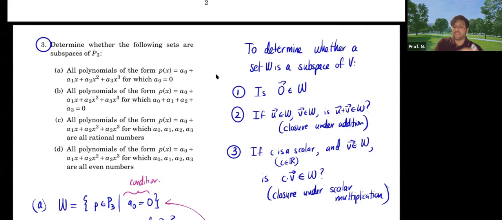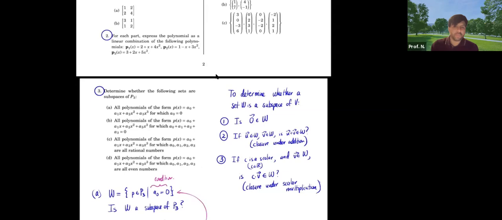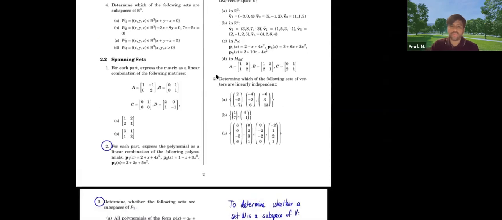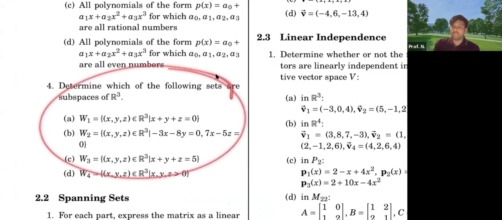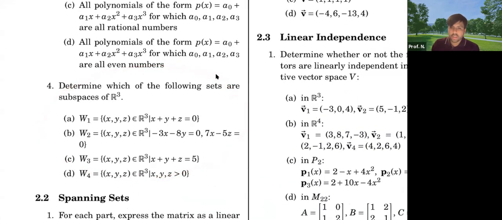And so henceforth, scalar multiplication is not closed, and therefore the set is not a subspace of P3. It's not. So that's the idea behind subspaces. And this goes for polynomial space, right? This goes for the same idea here. This goes for R3, Euclidean space.